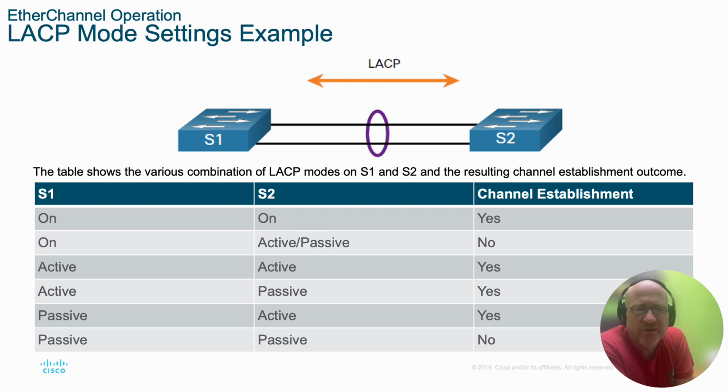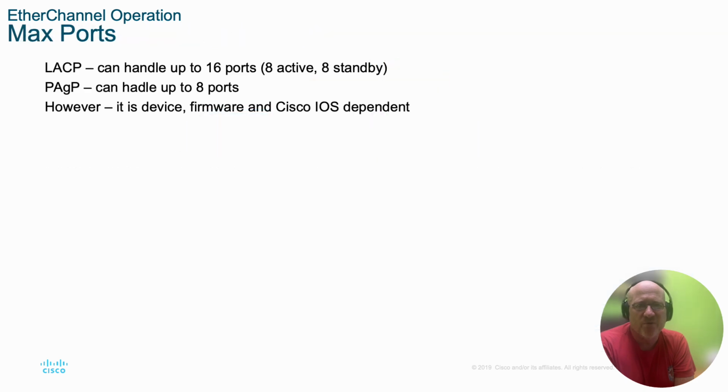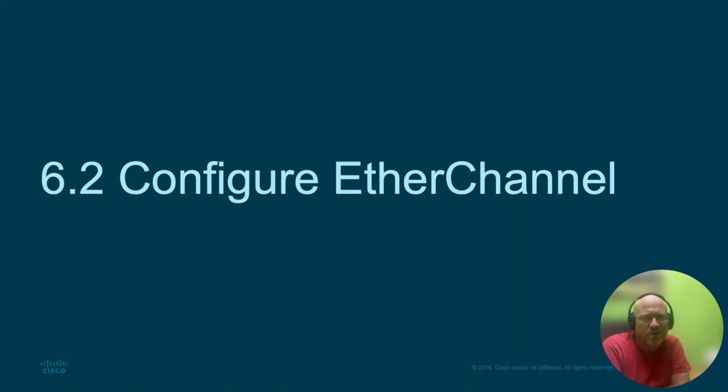But often in life, this is the thing you will quickly Google when you're troubleshooting, when you're actually working on a Cisco router. LACP can handle up to 16 ports, 8 active, 8 standby. PAgP can handle up to 8 ports. However, as I've already said, it's very device, firmware and IOS dependent, but you're probably not going to bind typically more than 4 ports on a switch, because if you're binding too many, what's the switch doing? It's got to have the ability to scale and be redundant, have redundant ports as well.